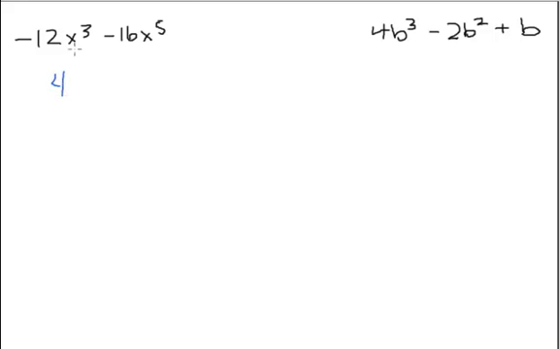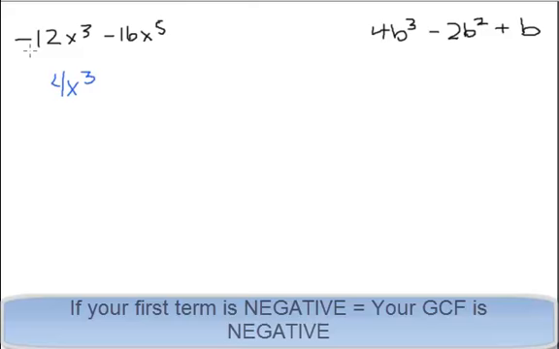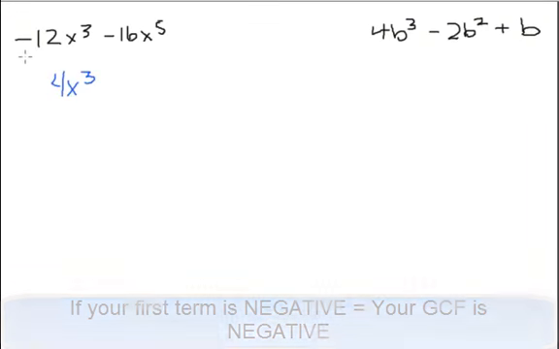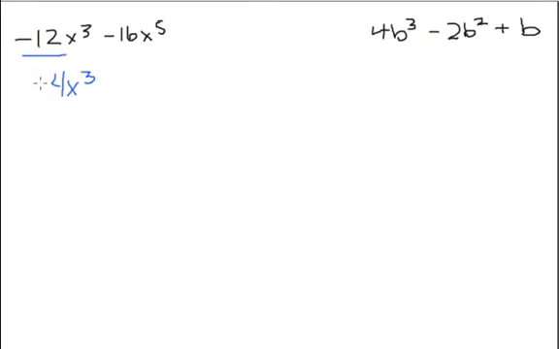Okay? Now let's look at my variables. I have x to the 3, x to the 5. Between the 3 and 5, what is the smaller number? Well, it's the 3. Now remember in class I said that if your first term is negative, your greatest common factor has to be negative. So here my first term is negative, so I'm going to have to make this a negative 4x cubed. So now my next step is to go to my original equation.